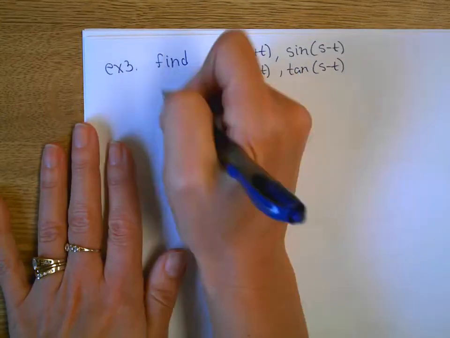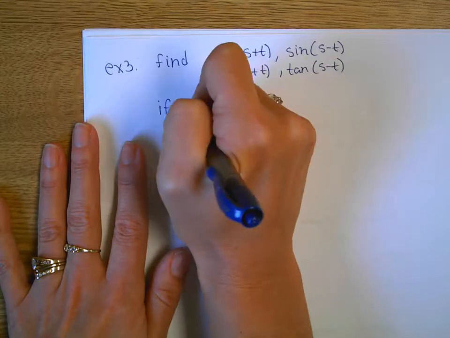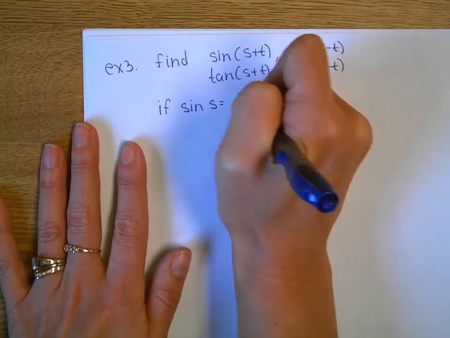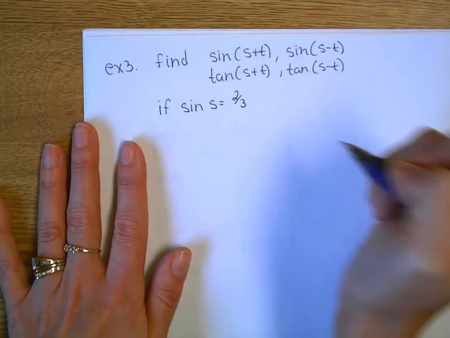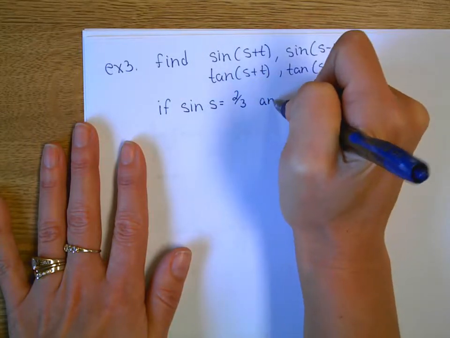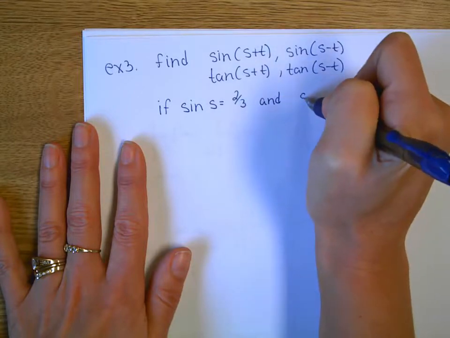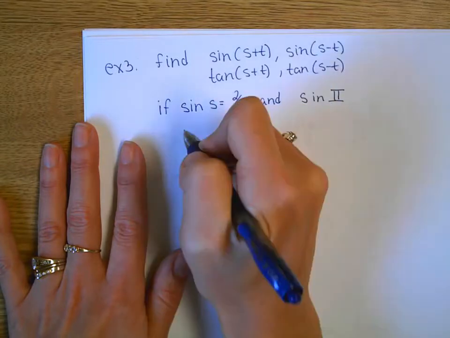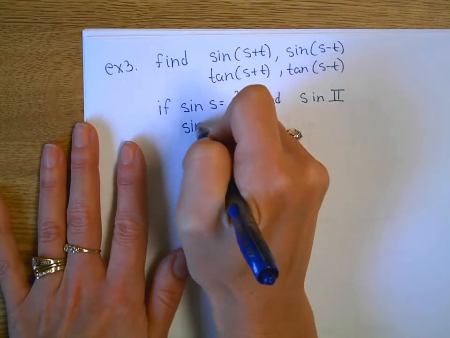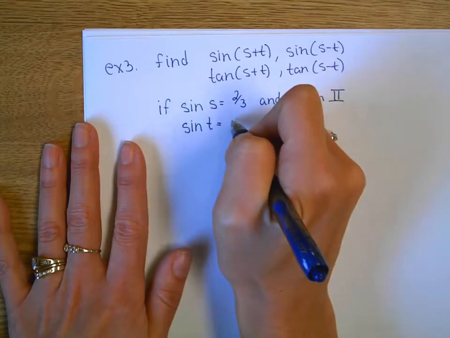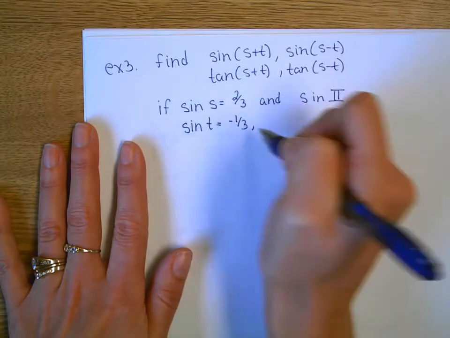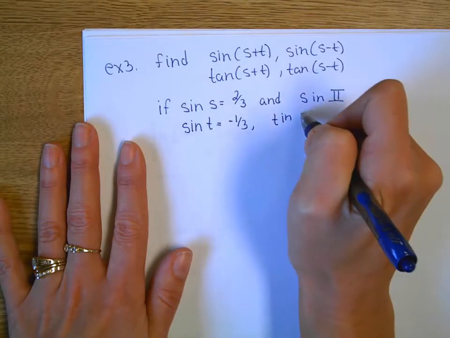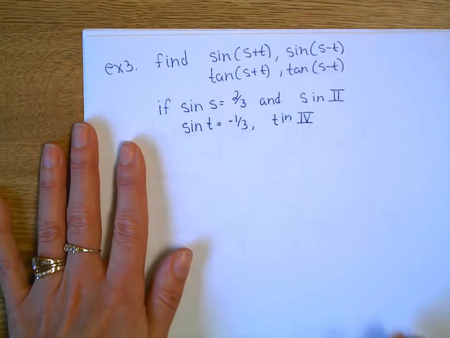And then this is what I know. Wait. Hold on. The sine of s is 2/3. I started writing wrong and now I'm all the way. I haven't even started technically. I'll wait for you. And s is in quadrant 2. And the sine of t is negative 1/3. And t is in quadrant 4.